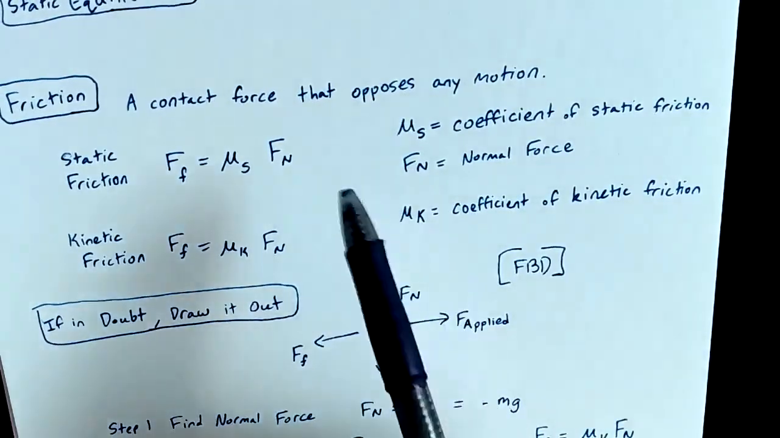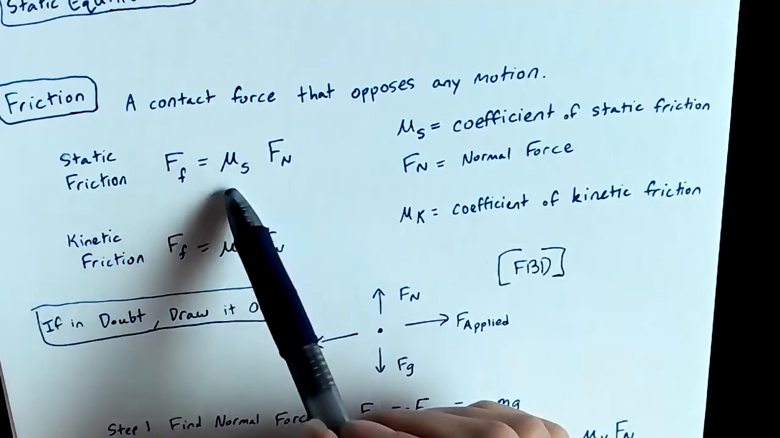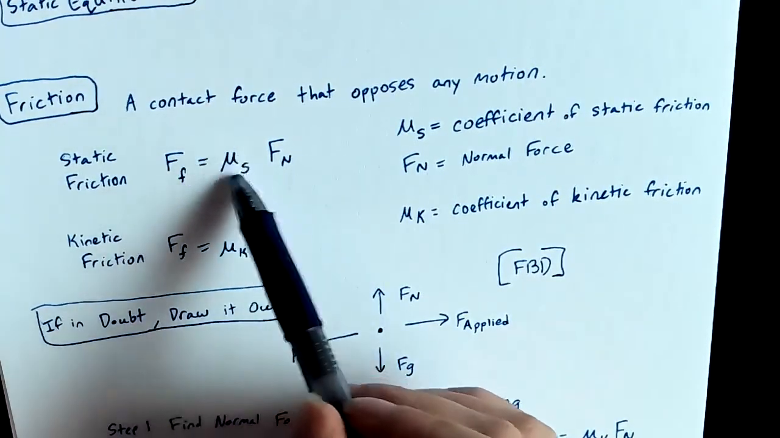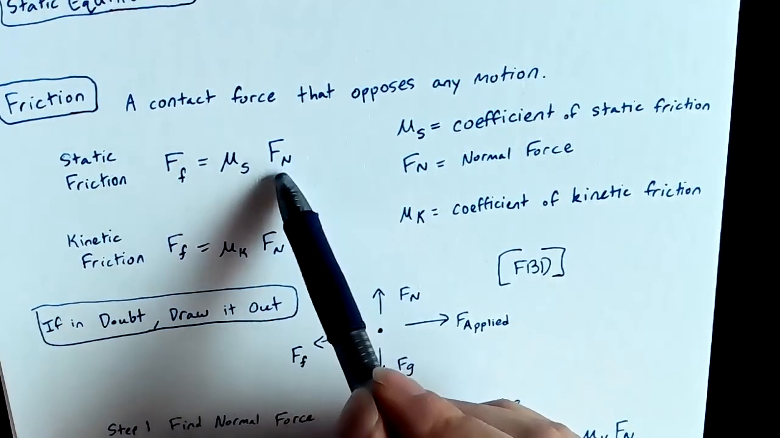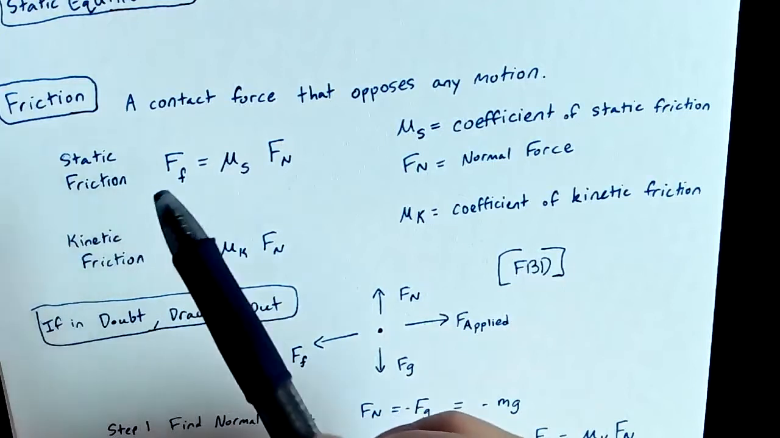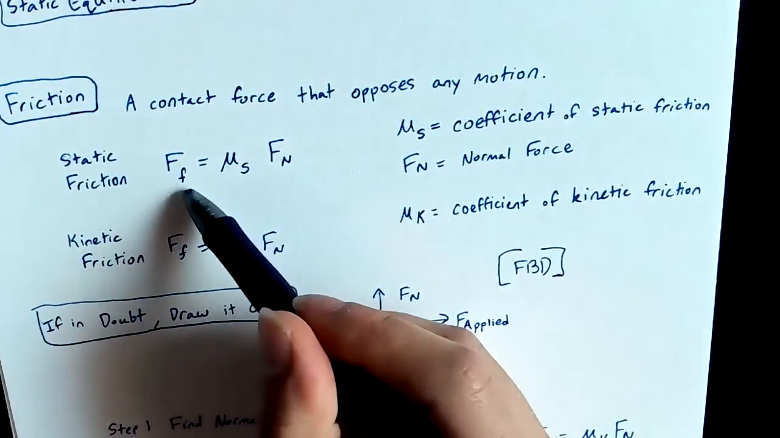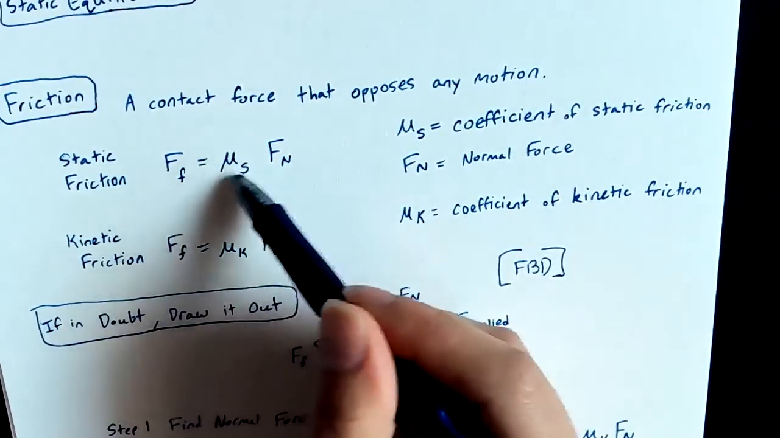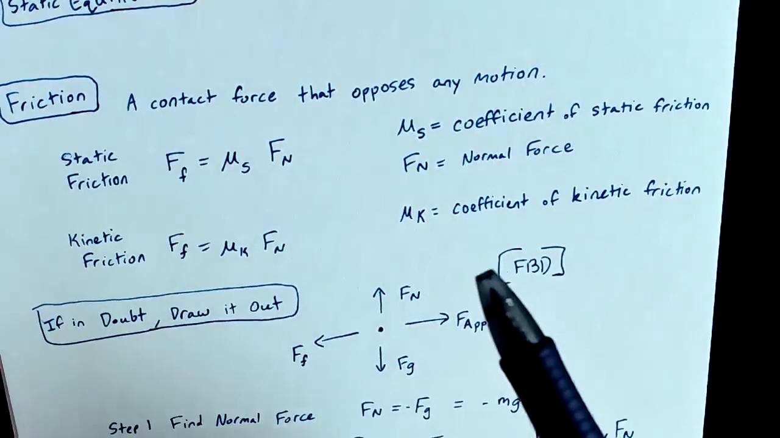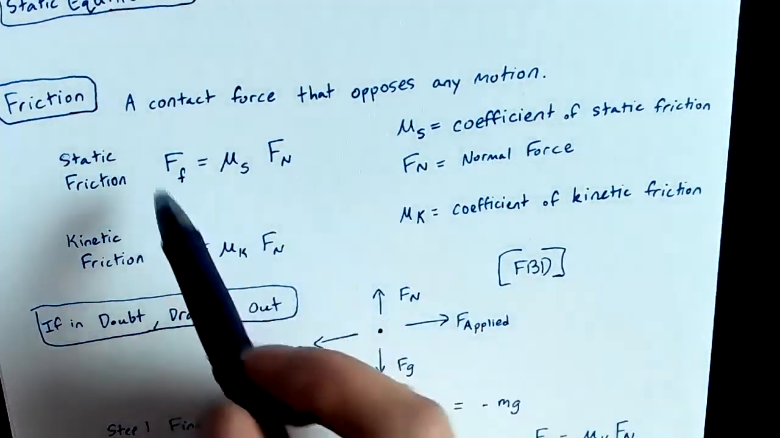And in these problems, you're going to be given two numbers and you'll need to find the third. So you may be given the coefficient and the normal force, and then you need to calculate the force due to friction. Or you're given the force due to friction and the normal force, and then you'll have to find the coefficient. So that's all you're going to be doing with these mastery test questions.